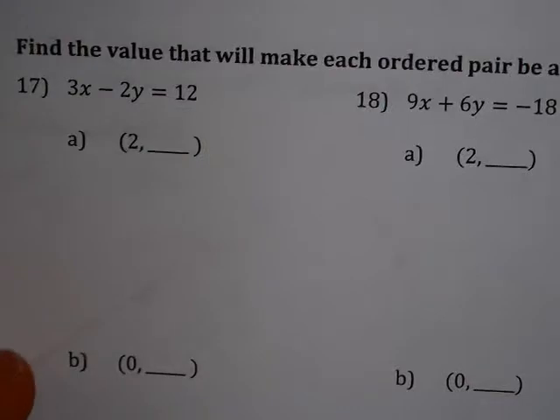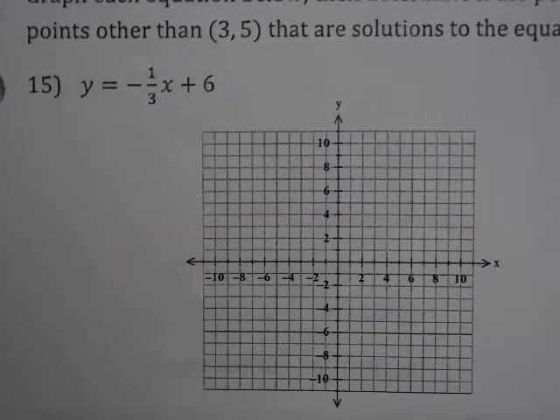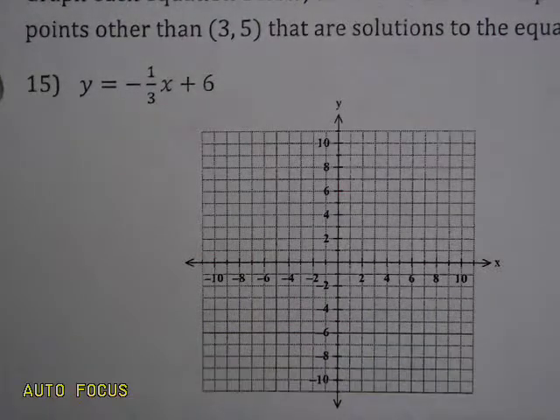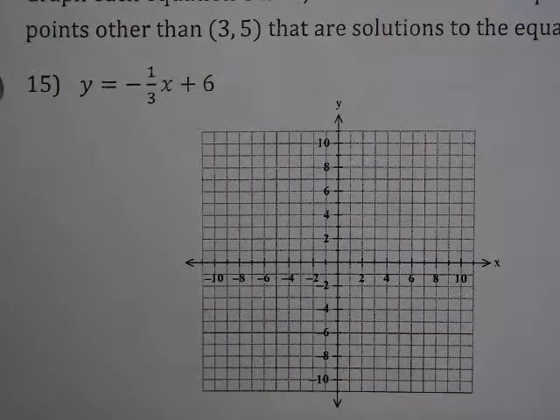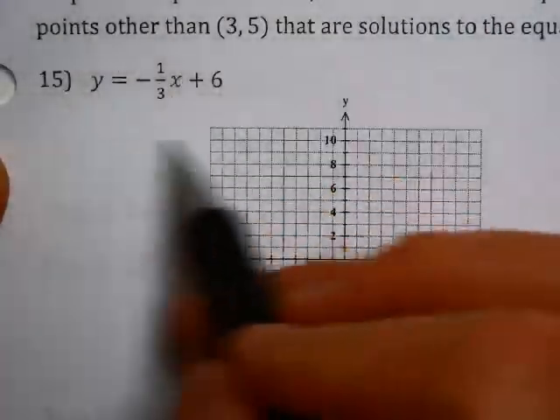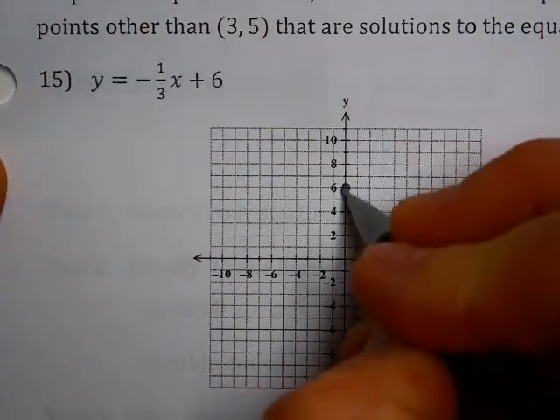Let's look at this one. So in this one, the instructions are to graph the equation on the grid, and then we want to see if (3, 5) is a solution to the equation. Well, when we graph it, every point on the line is a solution to the equation. We just don't know if this is one of them. So I'm going to start by graphing this. So 6 is the y-intercept. Go up to 6 here.